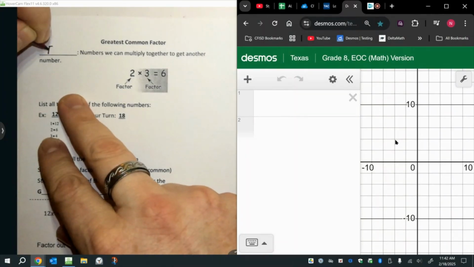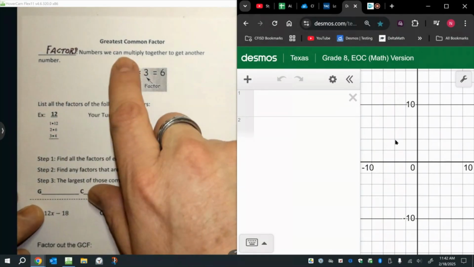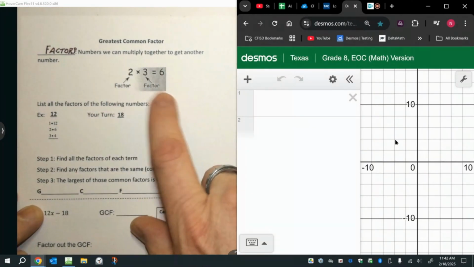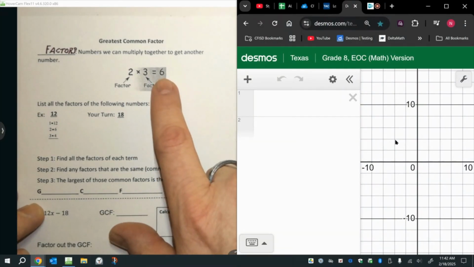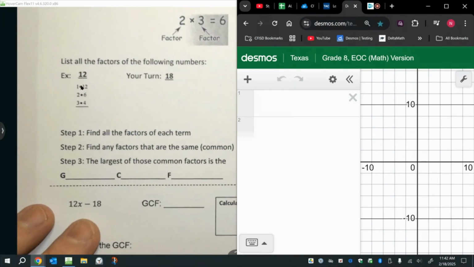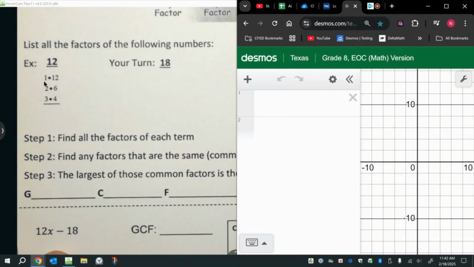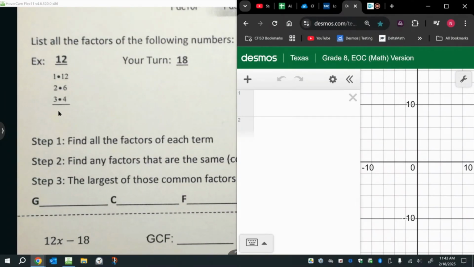All right, so first thing is we're going to say factors are numbers we can multiply together to get another number. So in other words, 2 and 3 are factors of 6. Okay, so let's take a look at a couple other problems. We got 12, and here are my factors of 12: 1 times 12, 2 times 6, 3 times 4. Because if I look at the next one, 4 and 3, that just repeats my list. And I don't want any bad numbers, just good numbers.